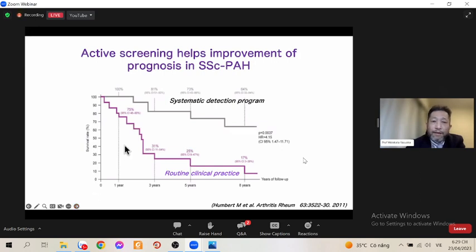This is one good example showing the significance of active screening in SSc-PAH. The systematic detection program means screening in asymptomatic patients, and routine clinical practice means following up the symptomatic patients. When we compare these two groups, the prognosis is quite a bit better in the systematic detection program, suggesting that active screening helps improvement in prognosis in SSc-PAH.